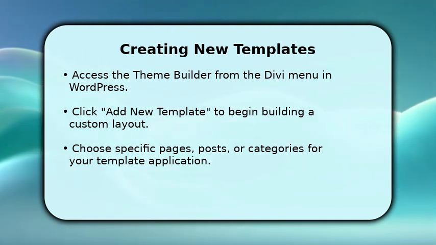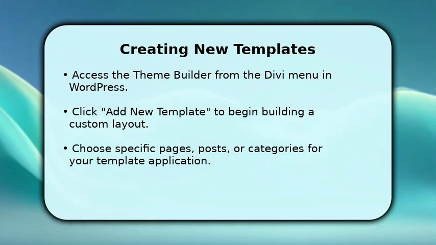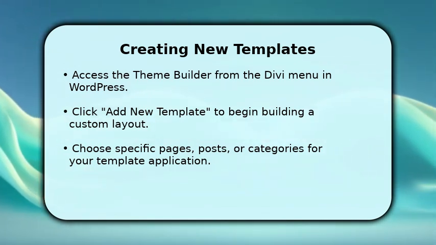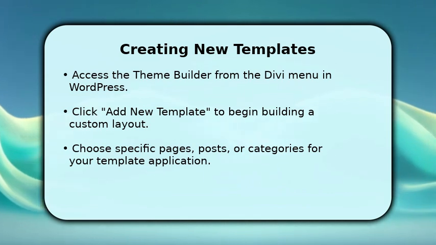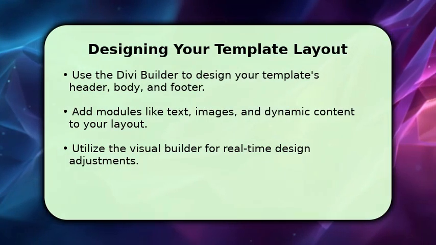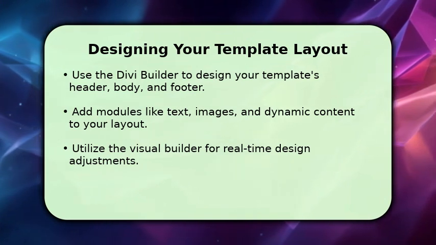You can choose to build a template for all posts, specific pages, product archives, or even custom post types. This granular control ensures your designs are applied exactly where you intend them to be, offering immense flexibility for your site structure. Once you've created a new template, you can begin designing its layout using the familiar Divi Visual Builder.